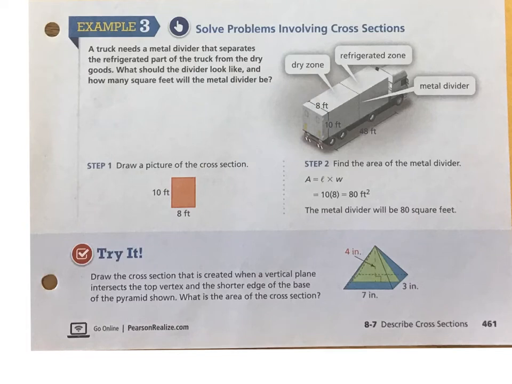Now for example 3, solve problems involving cross sections. A truck needs a metal divider that separates the refrigerated part of the truck from the dry goods. What should the divider look like, and how many square feet will the metal divider be? So let's take a look at the truck in the picture. The dry zone is going to be the back part of the truck, right here.